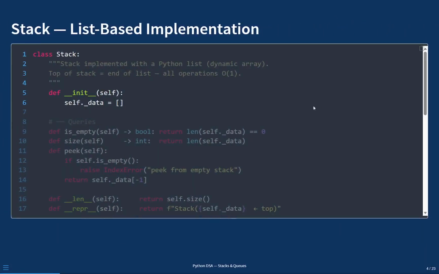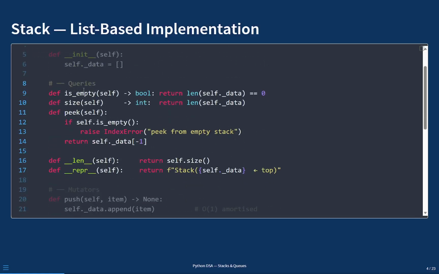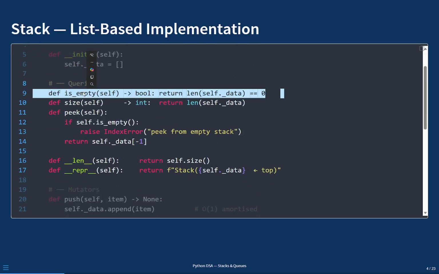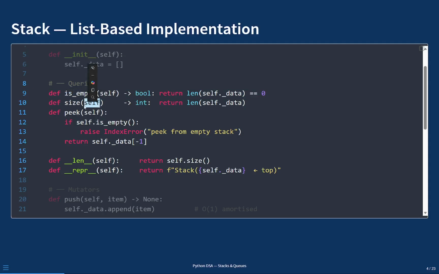Let's build our stack class. Python's built-in list is an excellent backing store, because append and pop at the end of a list are both O(1) amortized. The constructor initializes self._data as an empty list. Simple. Queries. is_empty checks len equals 0. Size returns len. Peek returns _data[-1], the last element, which is our top, but raises IndexError if we're empty. We also add __len__ and __repr__ for clean Python idiom support.